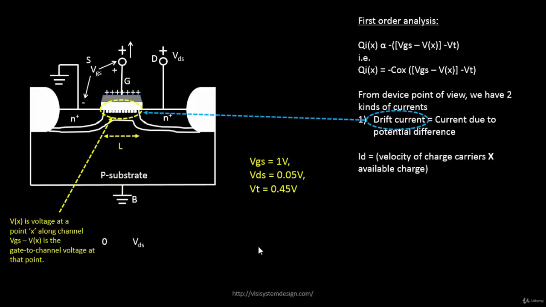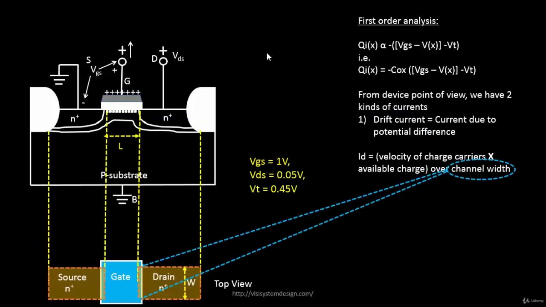Okay, so the drift current is measured as the velocity of the charge carriers multiplied by your available charges, and this happens over a certain area, and that area is over the channel width. So now what is channel width? It's not visible from this particular structure of the MOSFET. We have to look at the MOSFET from the top level. Basically we have to look at a cross-sectional view of this MOSFET from the top. It will look something like this.